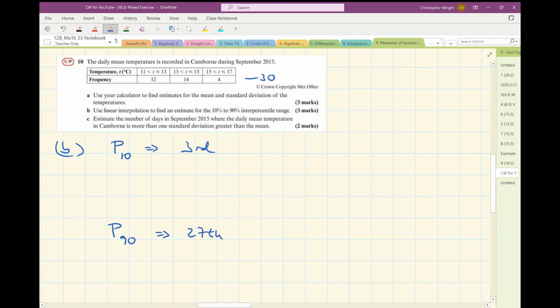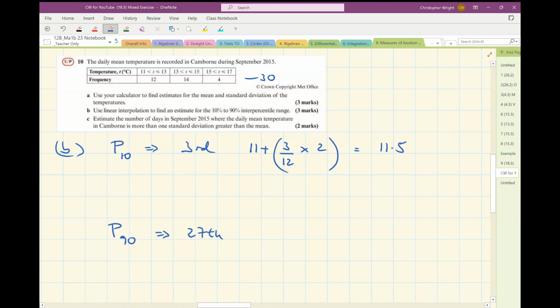All right, the third day. Well, that's a quarter. It's 3 out of 12, isn't it? So it's a quarter of the way through that. Starts at 11, and then I go a quarter of the way between 11 and 13. So it's 11 plus a quarter of 2 gives me 11 and a half for P10. 11 and a half degrees.